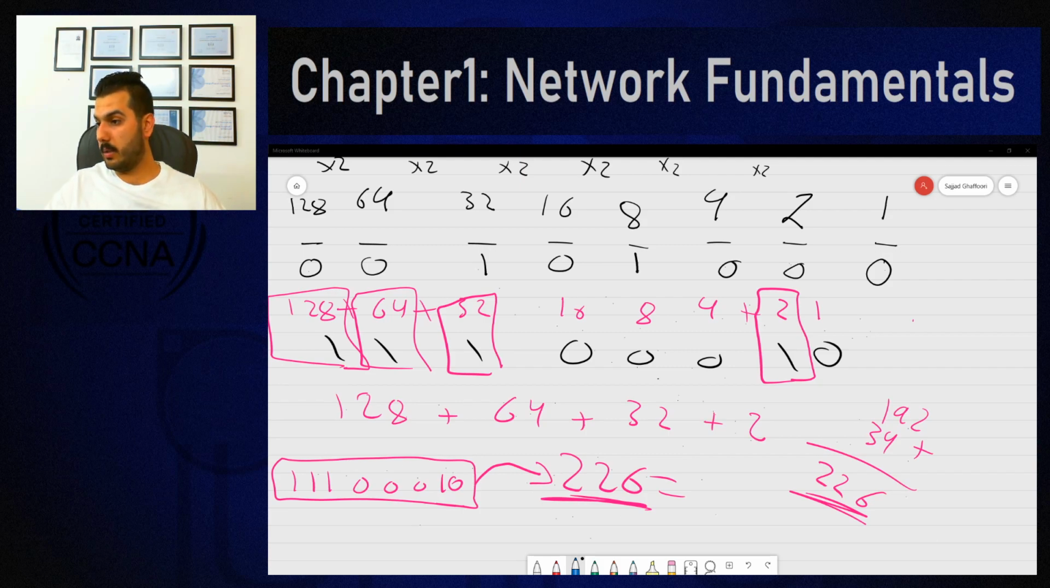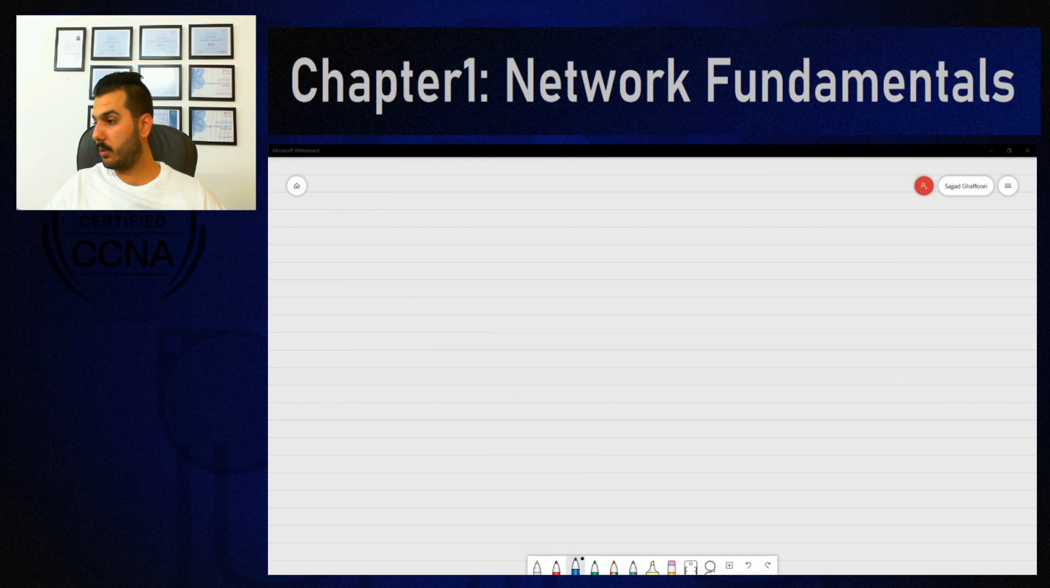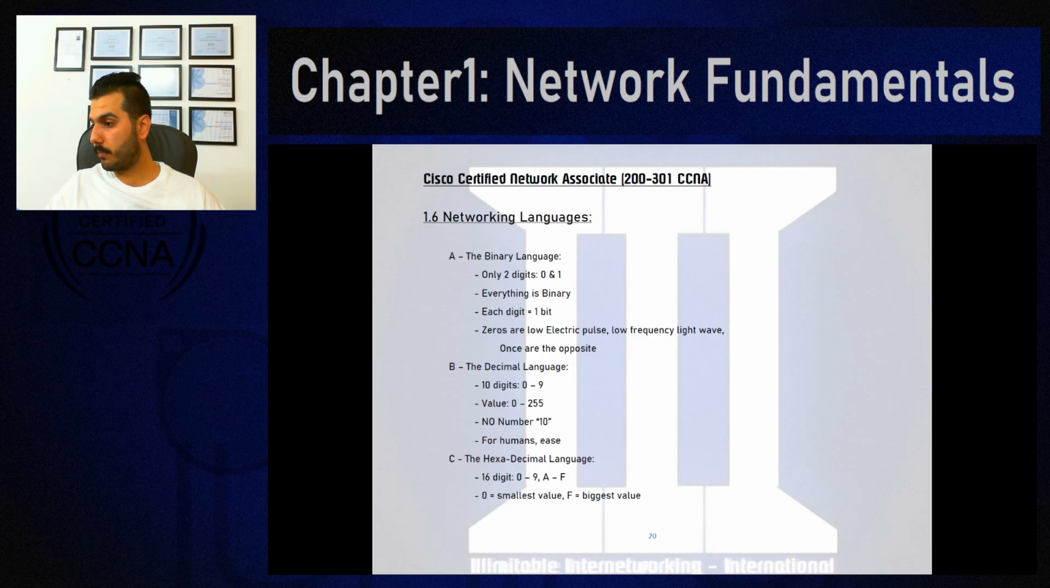Okay, so let's erase all of this and go back to our slides to finish this. The last type is the hexadecimal language. We have talked about the first two. Hexadecimal language uses 16 digits, which are the decimal digits from 0 to 9, alongside some letters, to express more or bigger values.